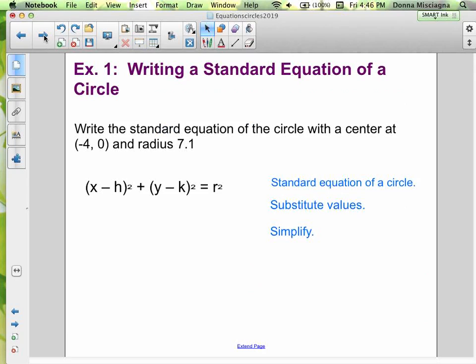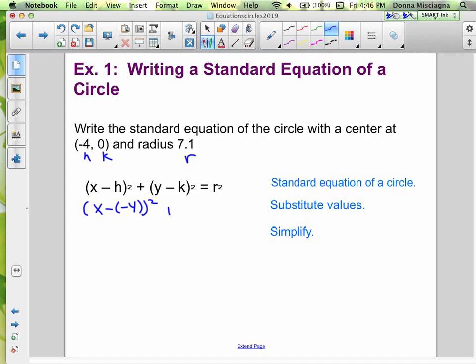This one is in your notes. So we want to write the equation of the circle with the center at negative 4, 0, and a radius of 7.1. So we're going to substitute. The negative 4 is h, the 0 is k, and the 7.1 is r. So we have (x minus a negative 4) squared plus (y minus 0) squared equals 7.1 squared. Now we have minus a negative, so that's going to be a plus. Don't leave that as minus a negative, just simplify that.